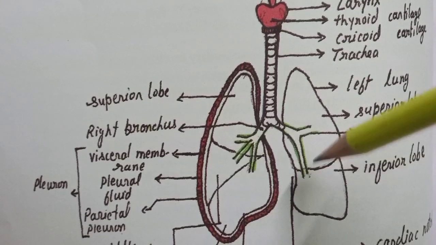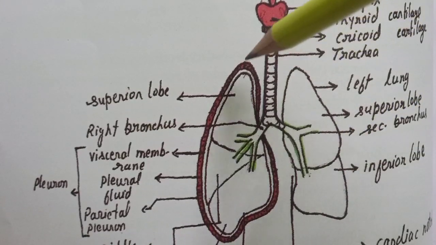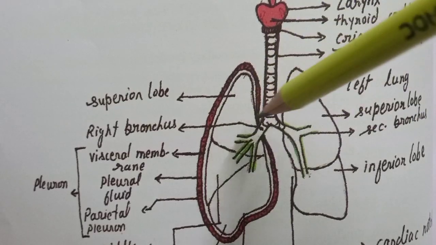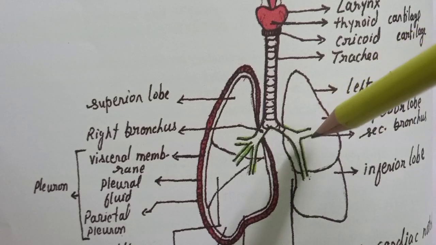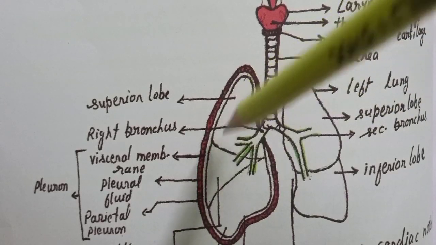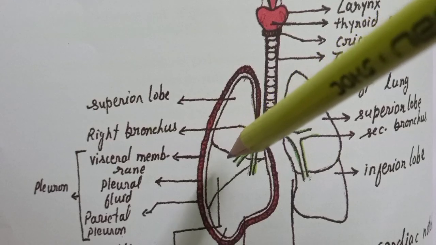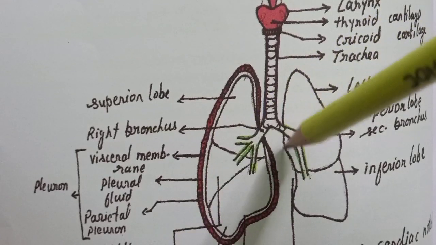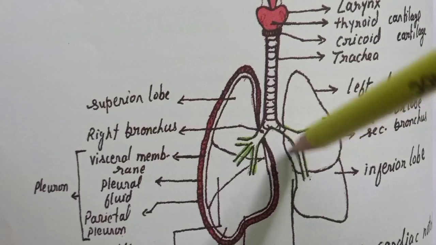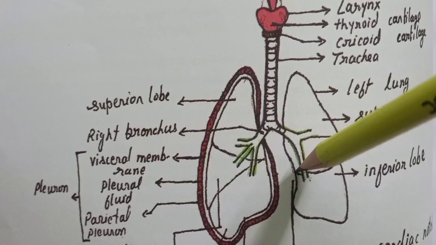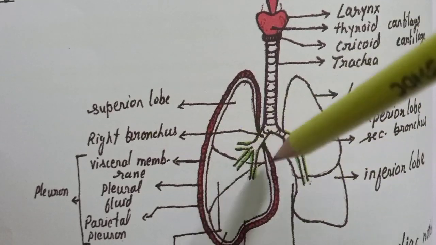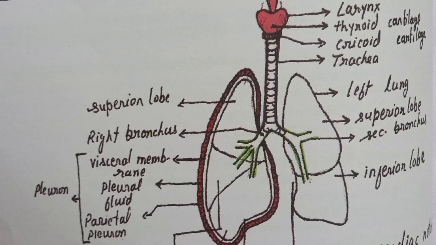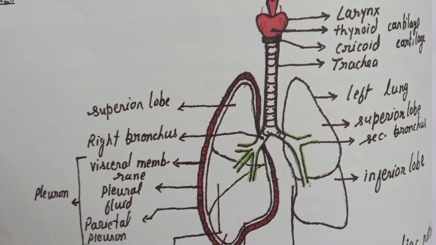Now, children, the weight of the two lungs is also different, as the left lung is smaller, so its weight is about 560 gram, whereas the right lung is about 620 gram. And in the left lung a notch is present. This is a notch that is known as the cardiac notch. Okay, so this is the difference between the two lungs that are present in our body.